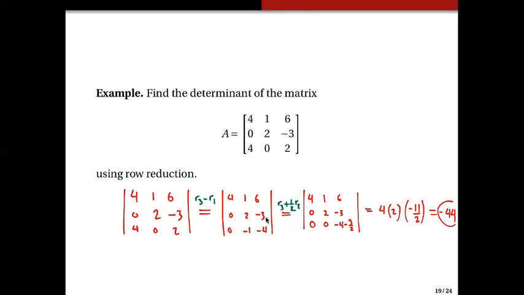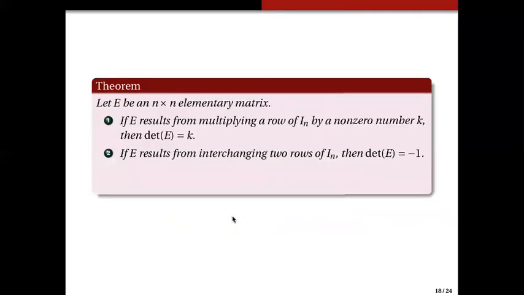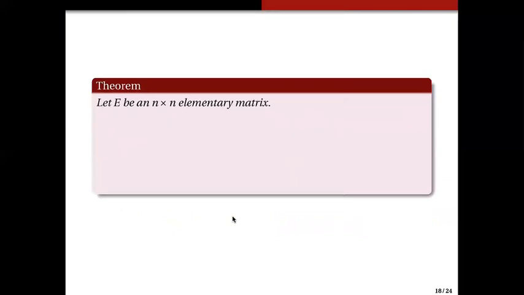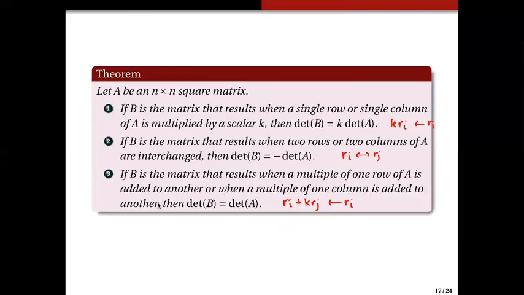So, notice determinants did not change in here because if we look at the things in this slide, we only use this item 3. So determinants did not change. But if we interchange two rows, we will have to put out a negative.